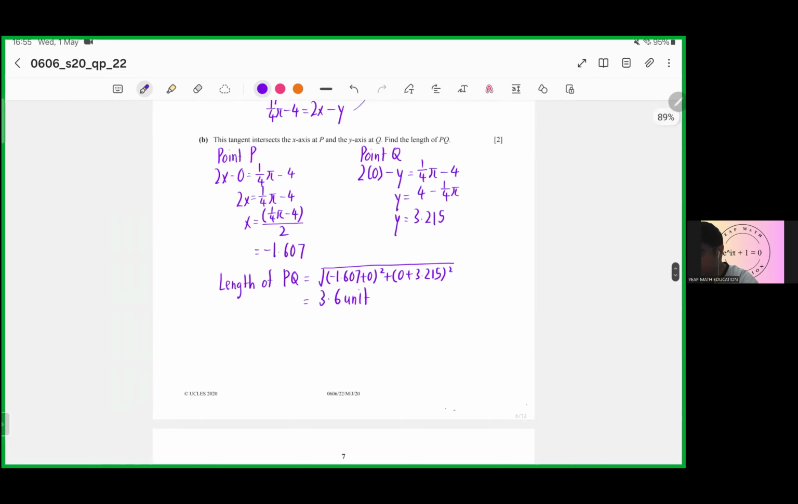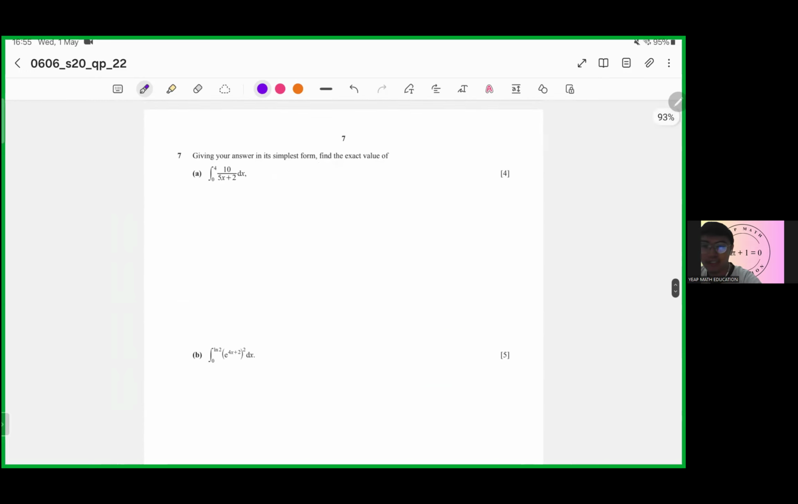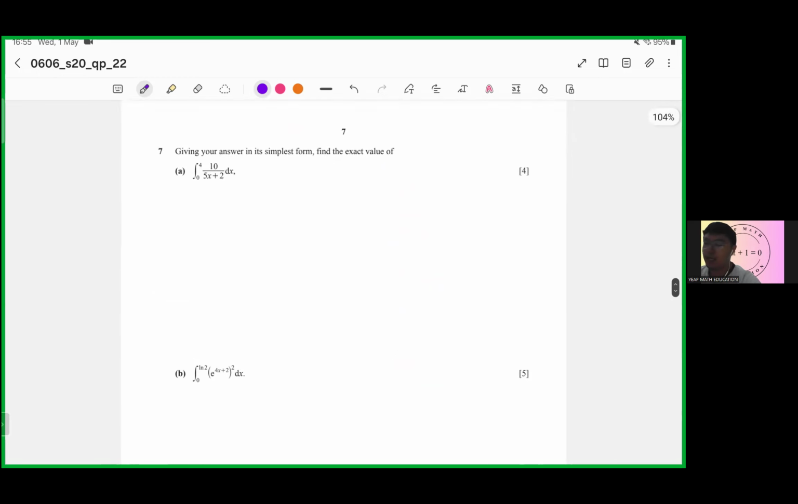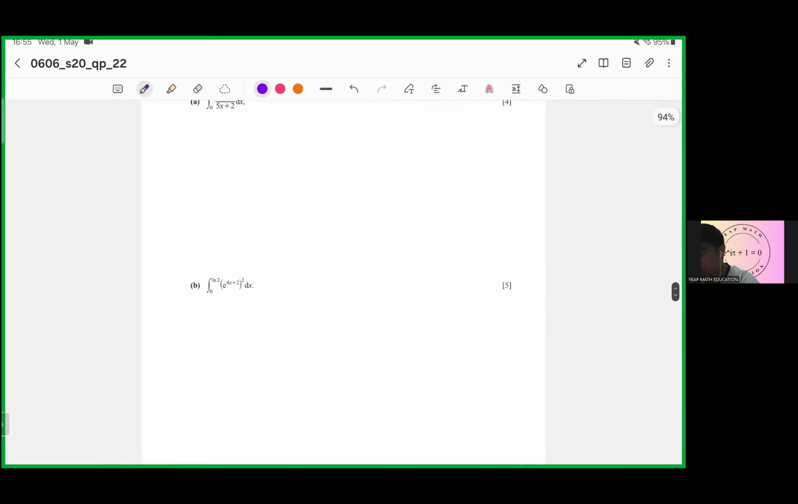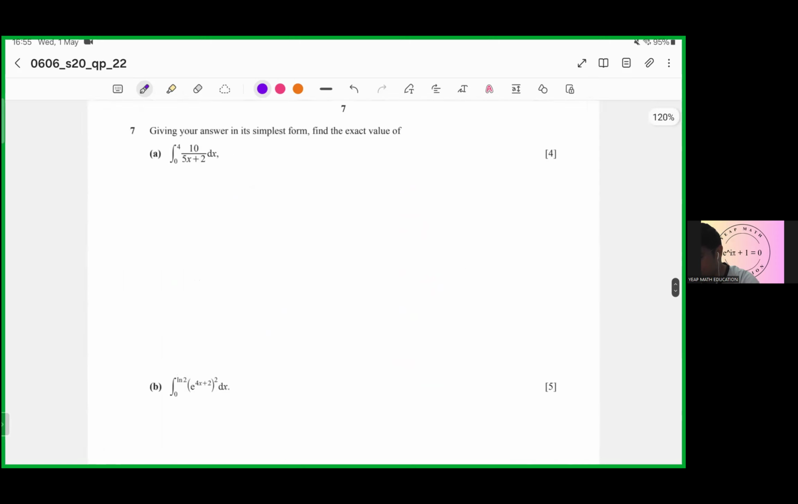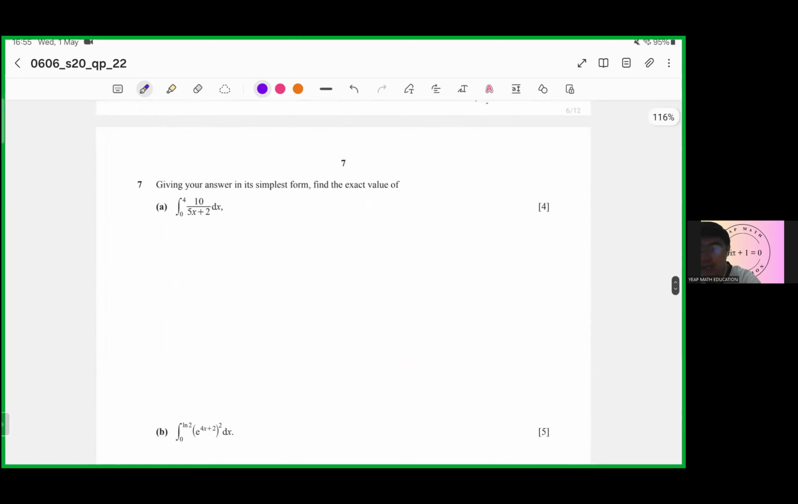Okay, now we look at question 7. Question 7 is asked about integration. Okay, now we look at question 8. The integral from 0 to 4 of 10 over 5x plus 2 dx. Okay, we can separate it. 2 times the integral from 0 to 4 of 5 over 5x plus 2 dx.